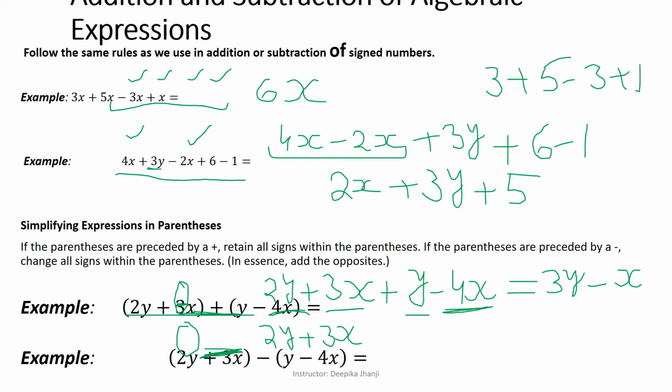When you open the second bracket, because it has a negative sign outside, we'll write down negative y, and this negative times this negative becomes positive. So we'll change the sign of each term inside. So this becomes positive 4x. Now we can combine the like terms. So 2y combines with negative y, right? And that gives us y. When you combine 3x and positive 4x, you get 7x.